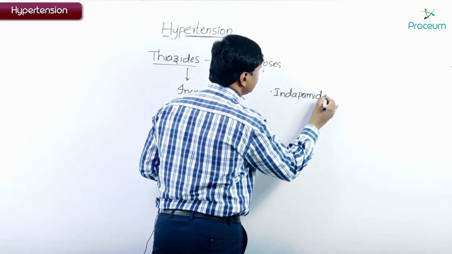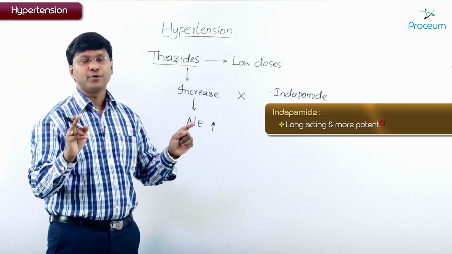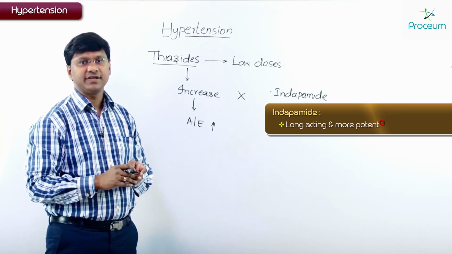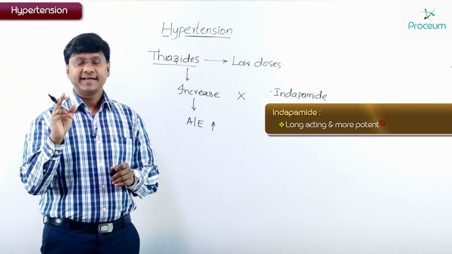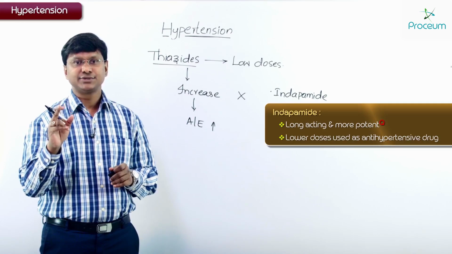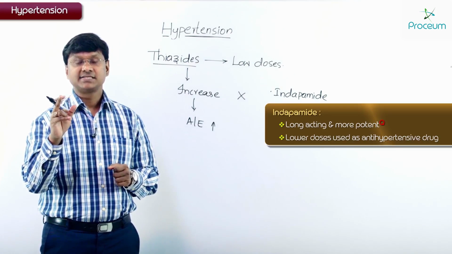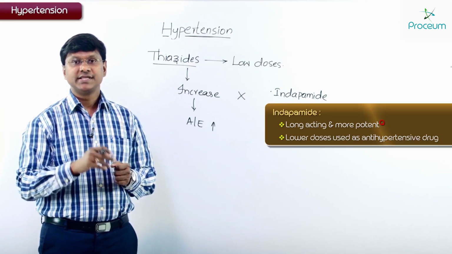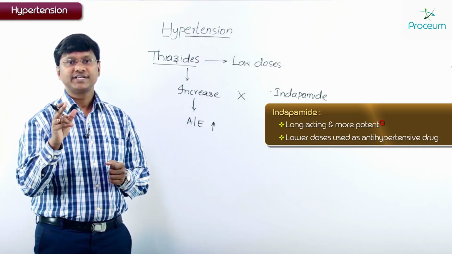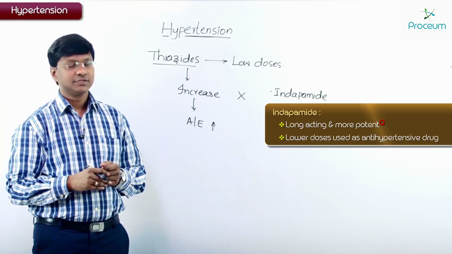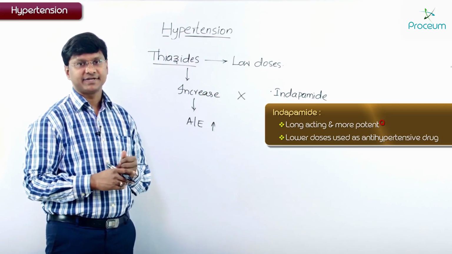So indapamide is longer acting as well as more potent than hydrochlorothiazide. This is a very, very important point. Next, the other important point is that it is effective as an antihypertensive at lower doses than those required for the diuretic effect. Why? Due to its direct vasodilatory action. So remember, indapamide at lower doses is used as an antihypertensive.